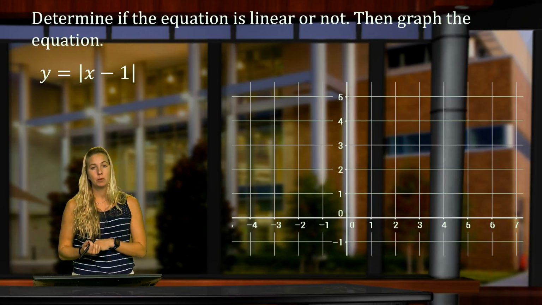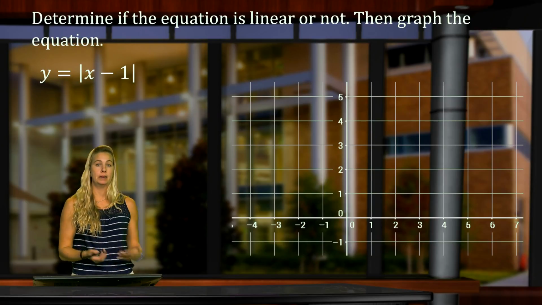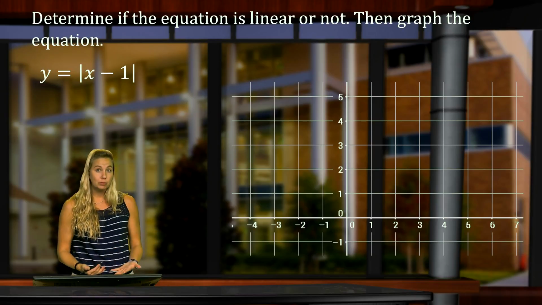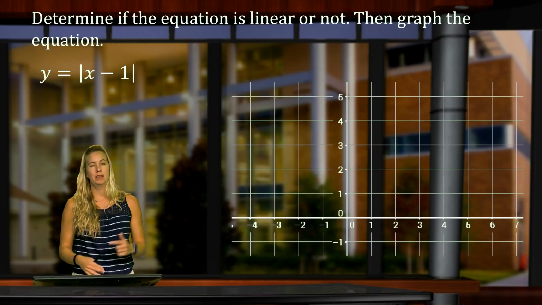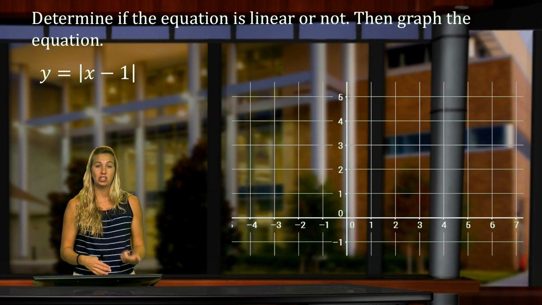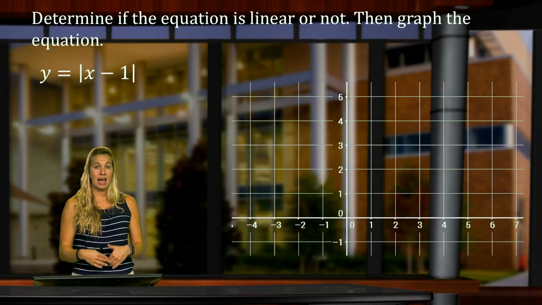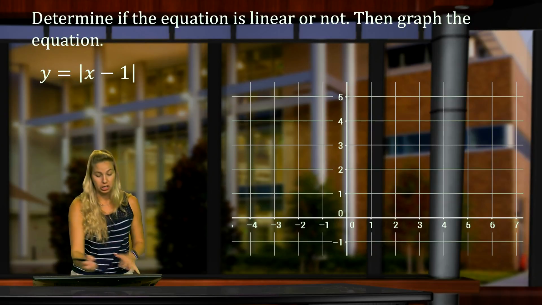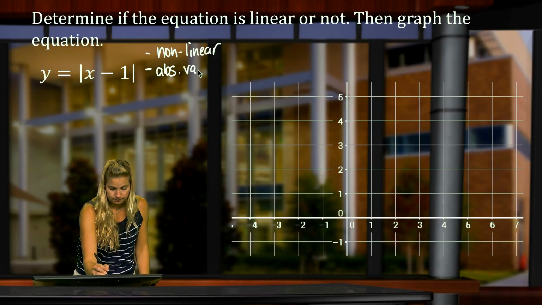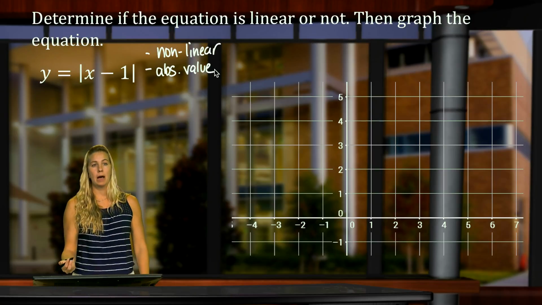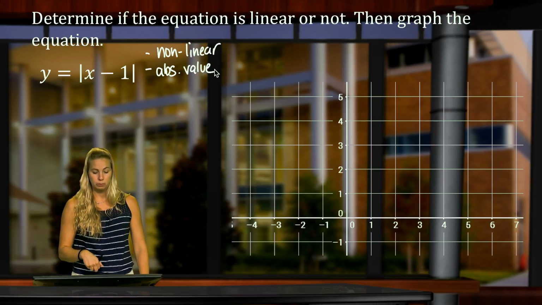Our next example, y equals the absolute value of x minus 1. Now this looks really similar to slope-intercept form, the y equals mx plus b, but that absolute value does something, it changes it. So because of that, it makes it a nonlinear equation. And anytime we have absolute value, it's not going to be linear.